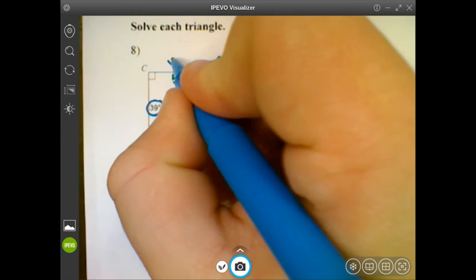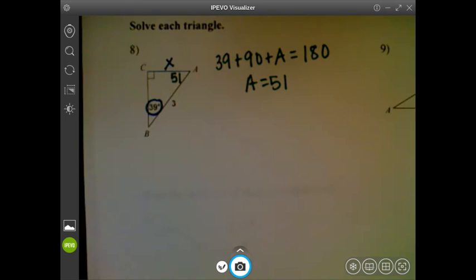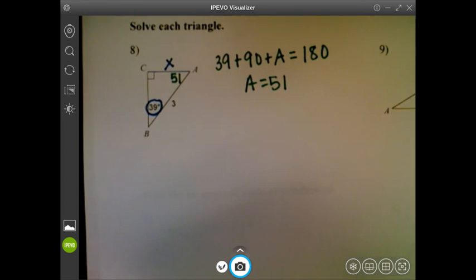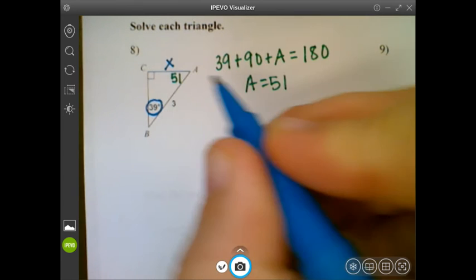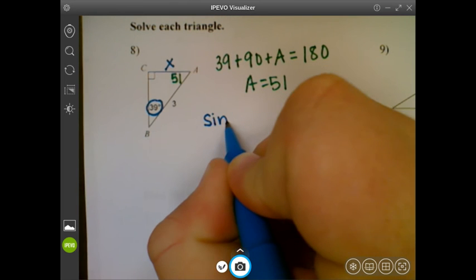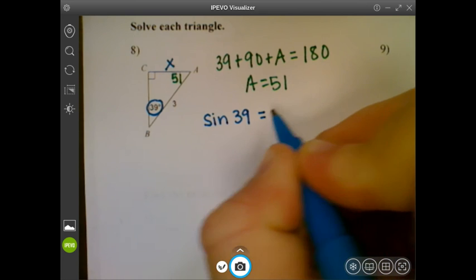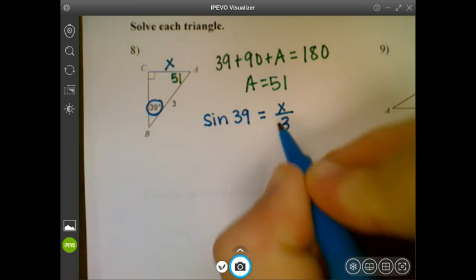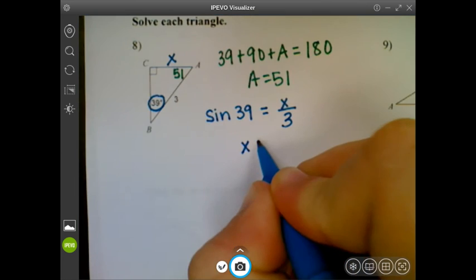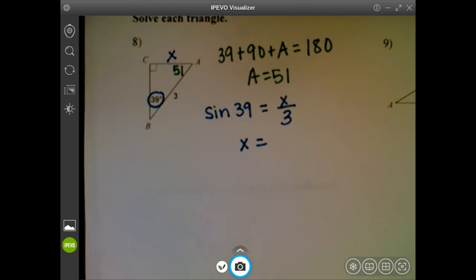And I'm going to go ahead and solve for this side AC first. I'm just going to label it X so I have a variable to work with. And that would be opposite and hypotenuse. So that'll be the sine function. So sine of 39 equals X over 3. To solve for X, you would just times by 3.